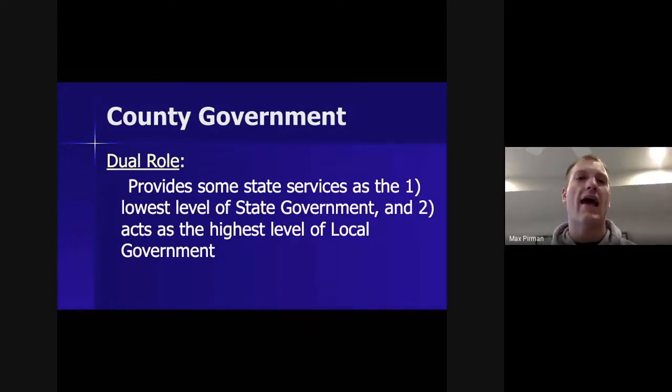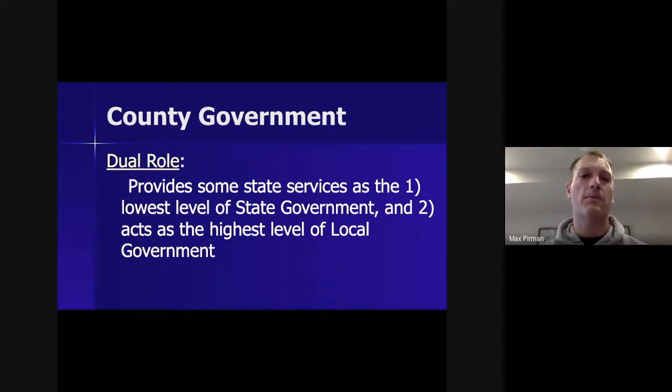Okay, more and more taxes, but again, the more taxes you pay, the more things you get back in return from the government. So now if you look at your local government, the graphic organizer, at the top is county, that whole top box is county. On the left side, that left box says a dual role.